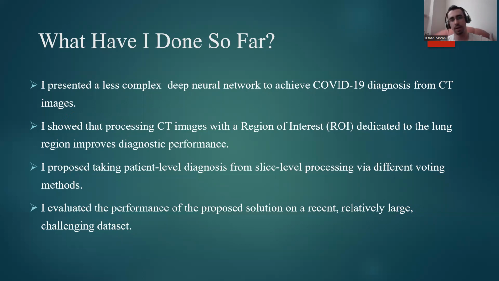And then there is a proposal of how to take a patient level on a 3D level. I use different voting methods for that, and I'll present that as well. I evaluated the performance of the proposed solution on a relatively large, challenging data set. There's the test partition, the validation partition, the COVID-19 CT data set, and I evaluated my results on this large data set.